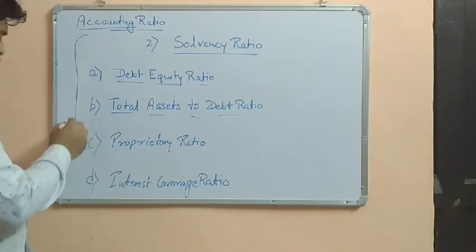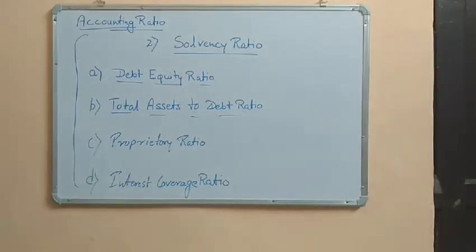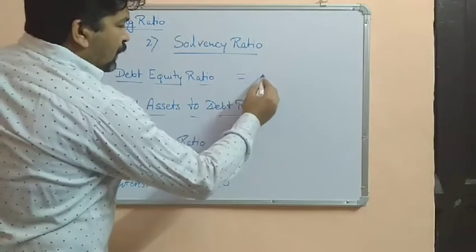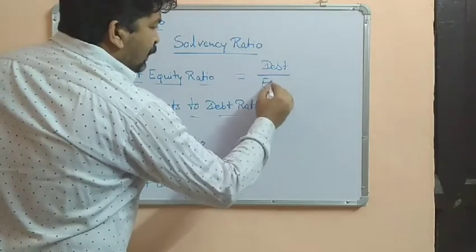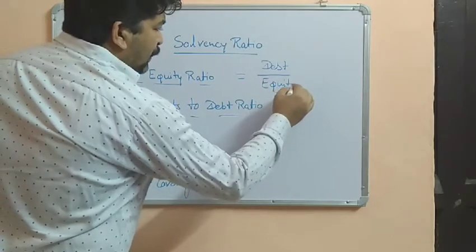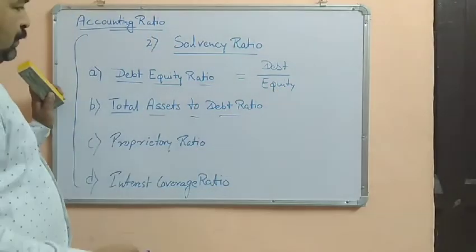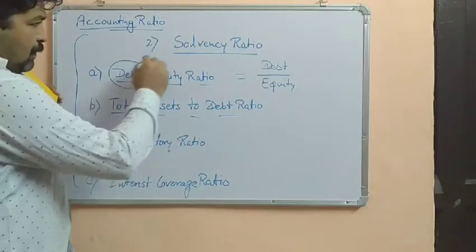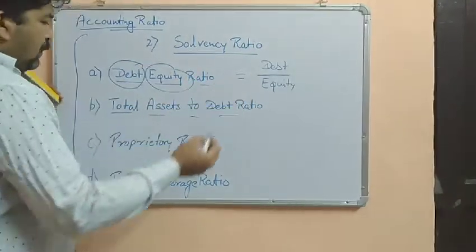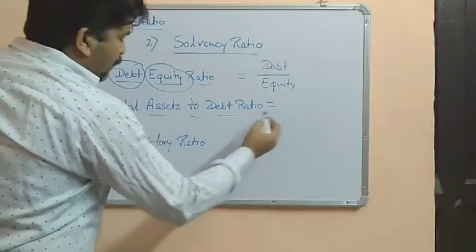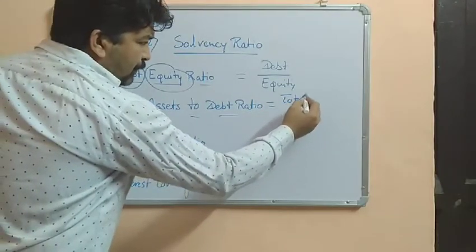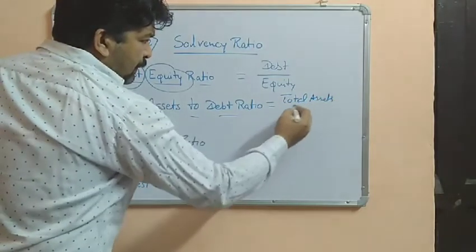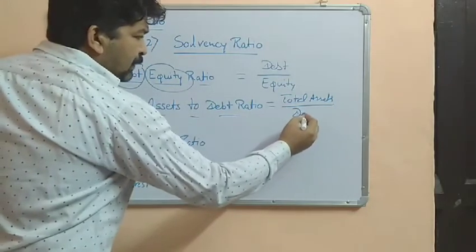This particular topic is a very simple ratio. You can say that it's very easy to remember also. How? Debt equity ratio. The formula is debt by equity. It's quite simple. You are able to understand. Debt will be on top, and equity will be in the denominator. Total asset to debt ratio. Again, total asset divided by debt. This is the formula.